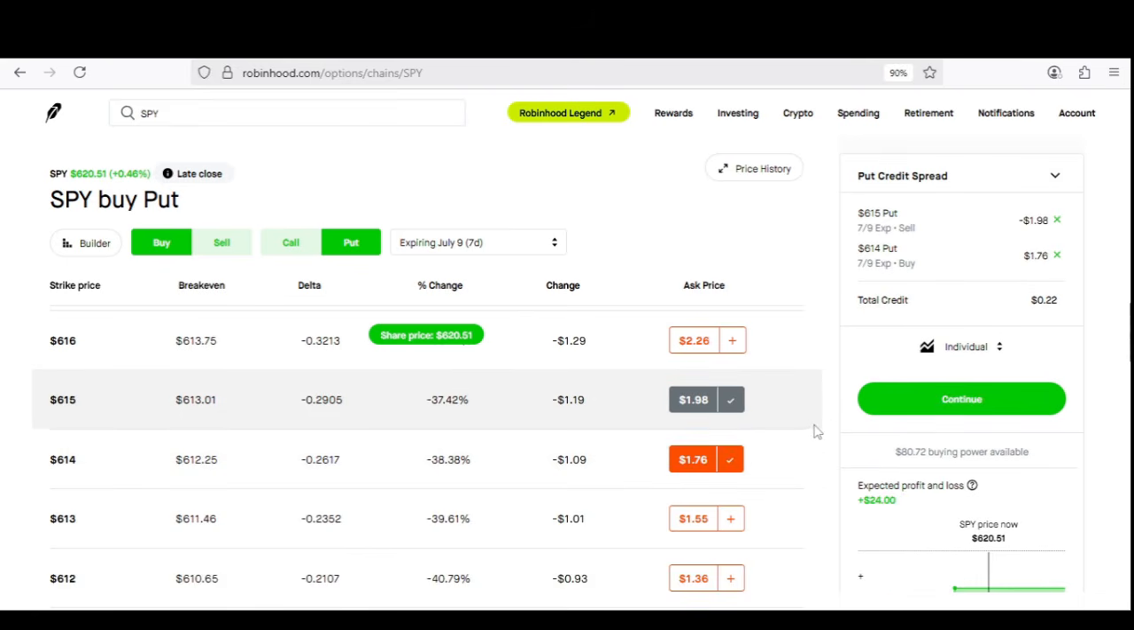This option strategy is going to be known as the put credit spread. The put credit spread is a bullish option strategy and is perfect for anyone trading with a small account or if you're new to options.